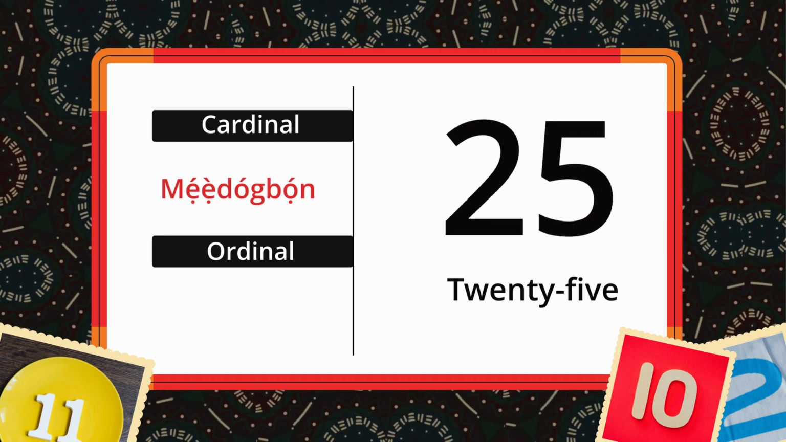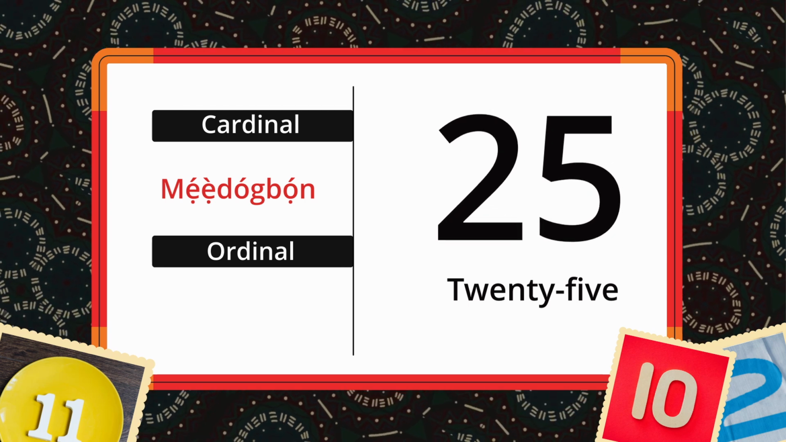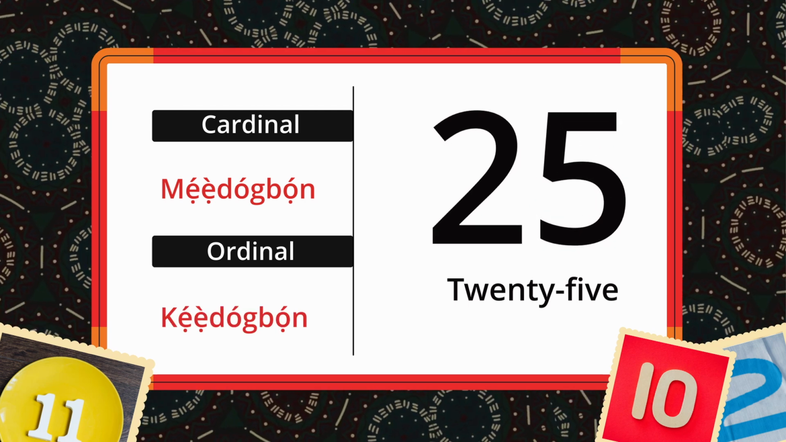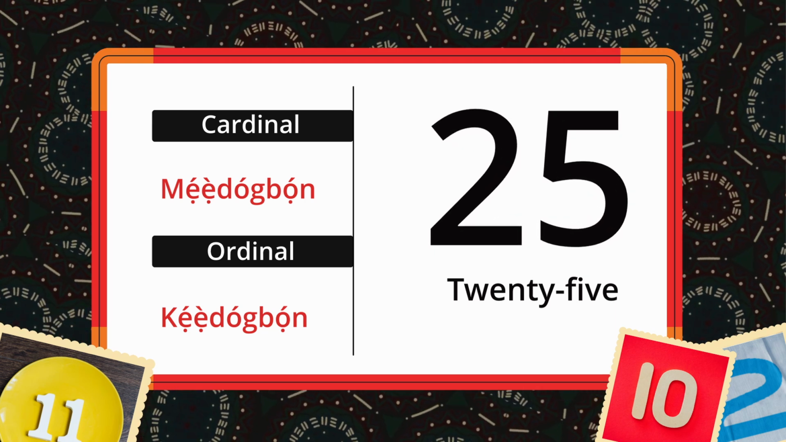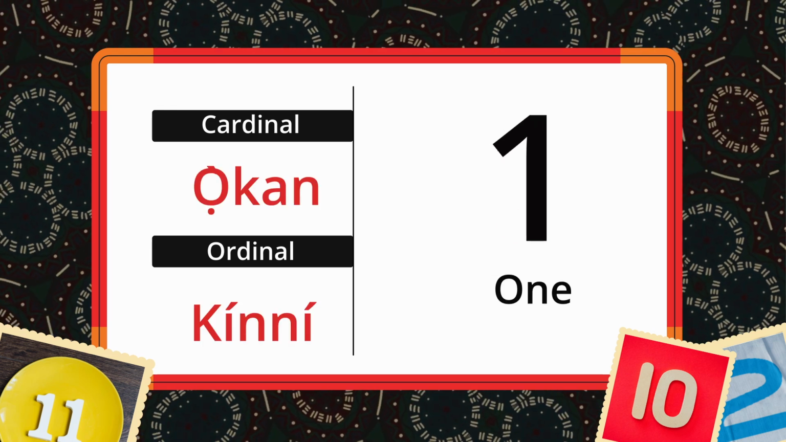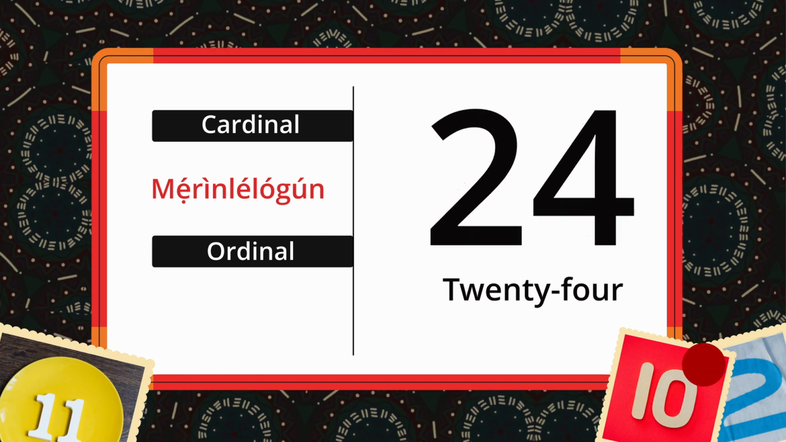25. Mẹ́ẹ̀ẹ́dọ́gbọ̀n, mẹ́ẹ̀ẹ́dọ́gbọ̀n. You can also say kẹẹ̀ẹ́dọ́gbọ̀n, kẹẹ̀ẹ́dọ́gbọ̀n. Those are the Yoruba numbers. Those are the pronunciation of Yoruba numbers from number 1 to 25.